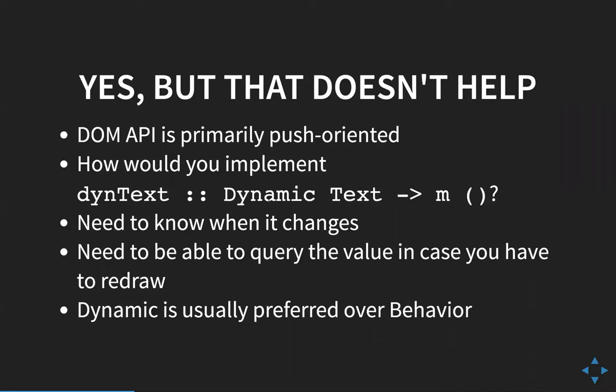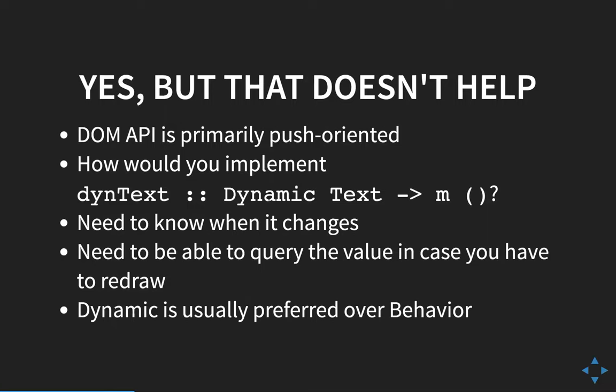So you need events. And you also need to be able to query the value at arbitrary points in time, because maybe at the beginning when you draw it, you just have to query it right then because it wasn't updated yet. Or sometimes maybe the screen is resized or something, and so the value didn't change, but for some reason something is triggering a redraw, and you have to get the value. So you need both of these behavior and event aspects. And that is why dynamic encapsulates both of them.